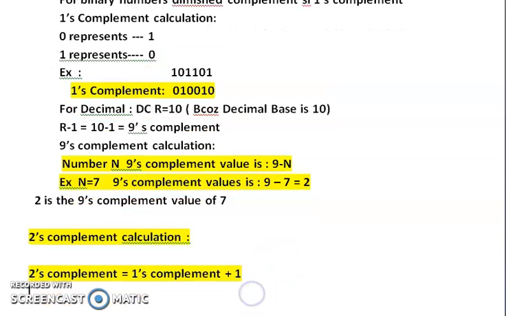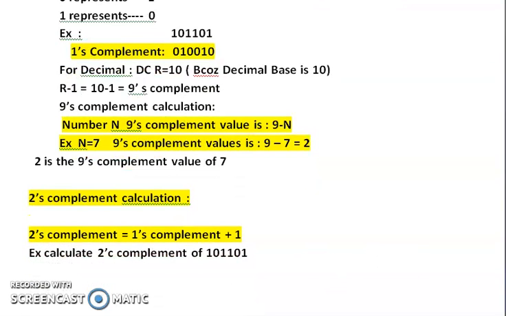So for example, calculate the 2's complement of 101101. First of all, you calculate the 1's complement. Let n equal this number. So calculate the 2's complement of n. In this, what is the 1's complement of n?